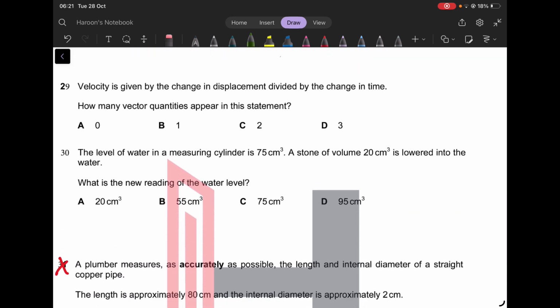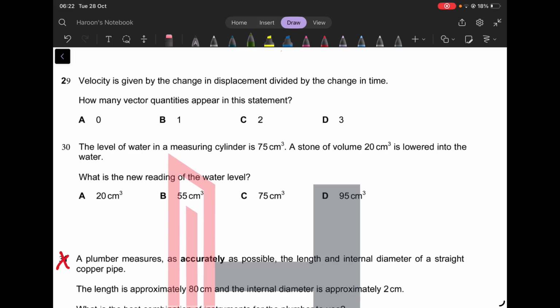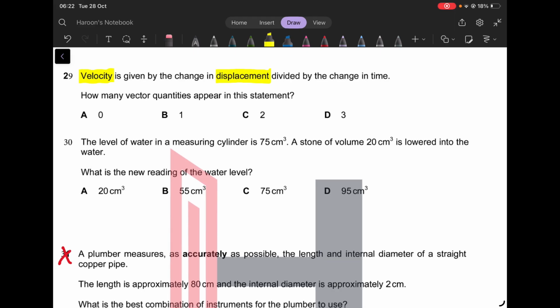Which velocity is given by the change in displacement divided by change in time? How many vector quantities appear in this particular statement? So over here we have velocity, speed with a specific direction, vector quantity, displacement, length in a specific direction, vector quantity, and time is scalar. So you have two vector quantities. So C has to be the correct answer.